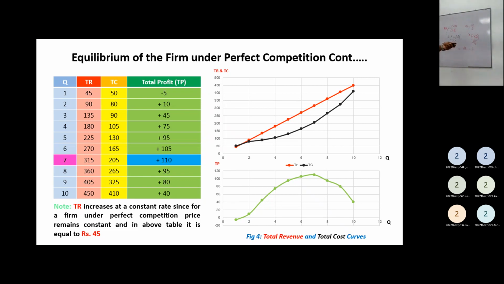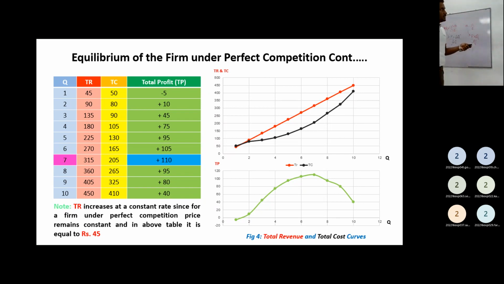110 is the maximum profit that you're earning. To earn that much of a profit, how much quantity do you need to produce or sell? 7 units. So how did you get this 110?